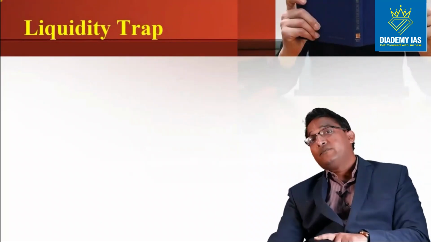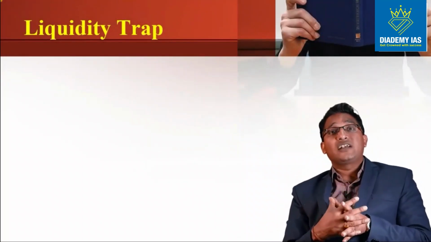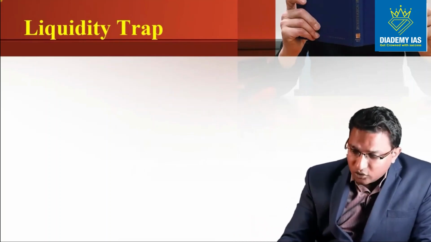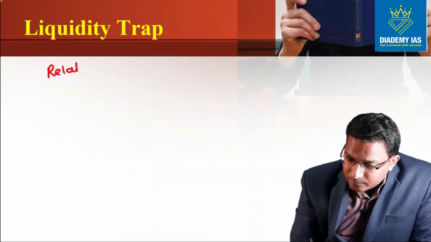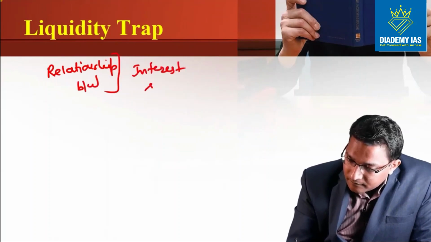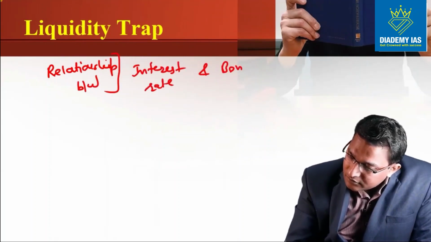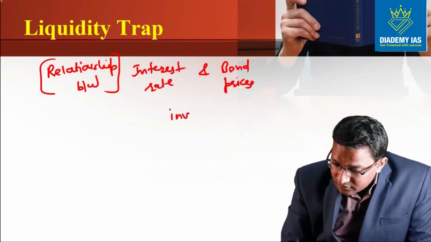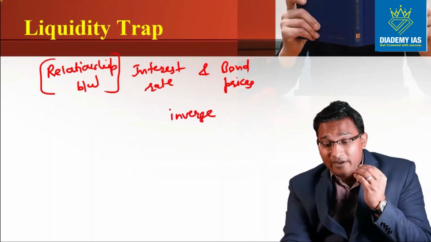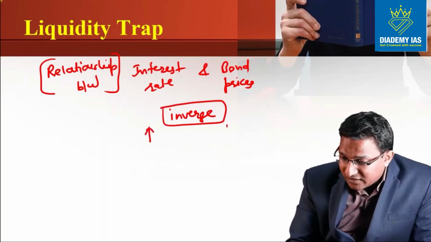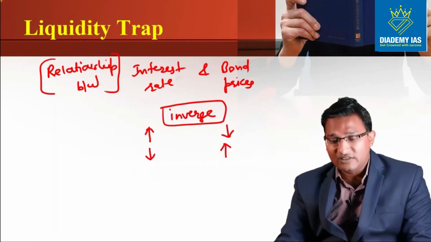Now, next is liquidity trap. So monetary policy is also not effective when there is a liquidity trap. Before I discuss this term of liquidity trap, let me tell you the relationship between interest rate and bond prices. This relationship is inverse. That means if the interest rate increases, the bond prices will come down. If the interest rate decreases, the bond prices will go up.